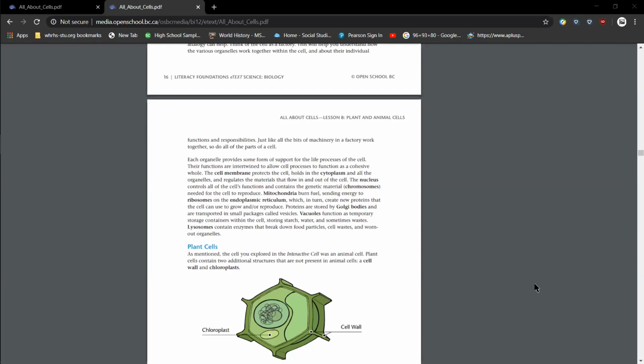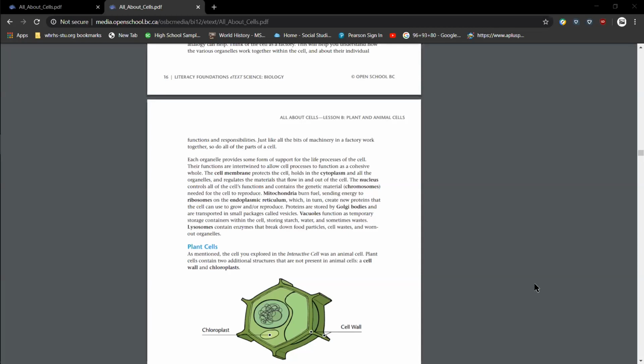Another function of the cell membrane is that it regulates the materials that can flow in and out of the cell. Certain molecules can't get into the cell, and certain molecules can. So we call the cell membrane selectively permeable, which means that some molecules can get into the cell. It's very selective with which can, but a lot of molecules cannot. That's why it's selectively permeable.